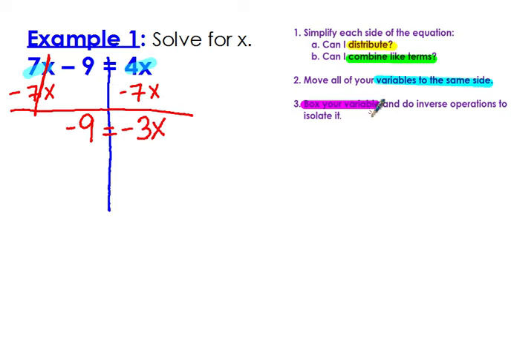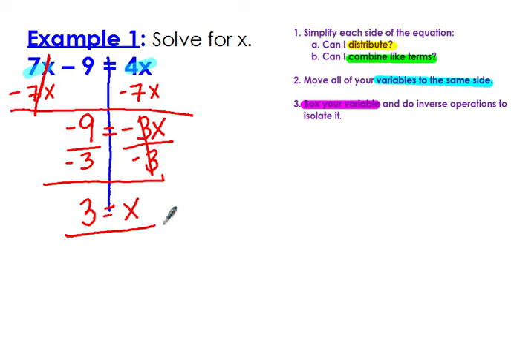So now I need to box my variable and do inverse operations to get isolated. So this variable is now by itself, but I need to get rid of negative 3. So to take the negative 3 off of there, I would need to divide by negative 3. You do it to both sides, and negative 9 divided by negative 3 is a positive 3 equals x. So my answer is 3 equals x or x equals 3. It doesn't matter which way you write it. Either way it means the same thing. You're saying that they're equal to each other.